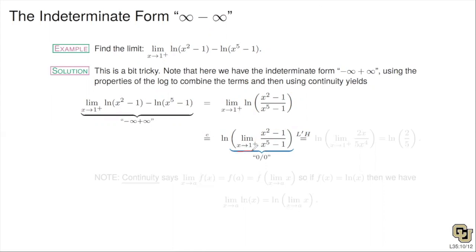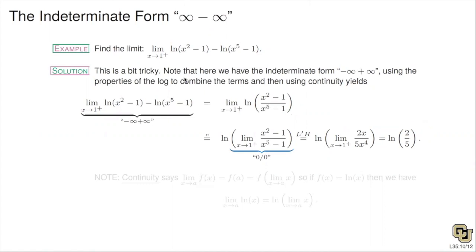Here, when I try to send x to 1, I get 0 over 0. I do L'Hopital's rule again, but just inside here, to the limit that's just inside the natural log. Derivative of x squared minus 1 is 2x. Derivative of x to the 5th minus 1 is 5x to the 4th. Here you can cancel x's, or you can actually just apply the limit, because when you apply the limit, just plug in a 1, we get the limit's 2/5. The final answer here is ln of 2/5.